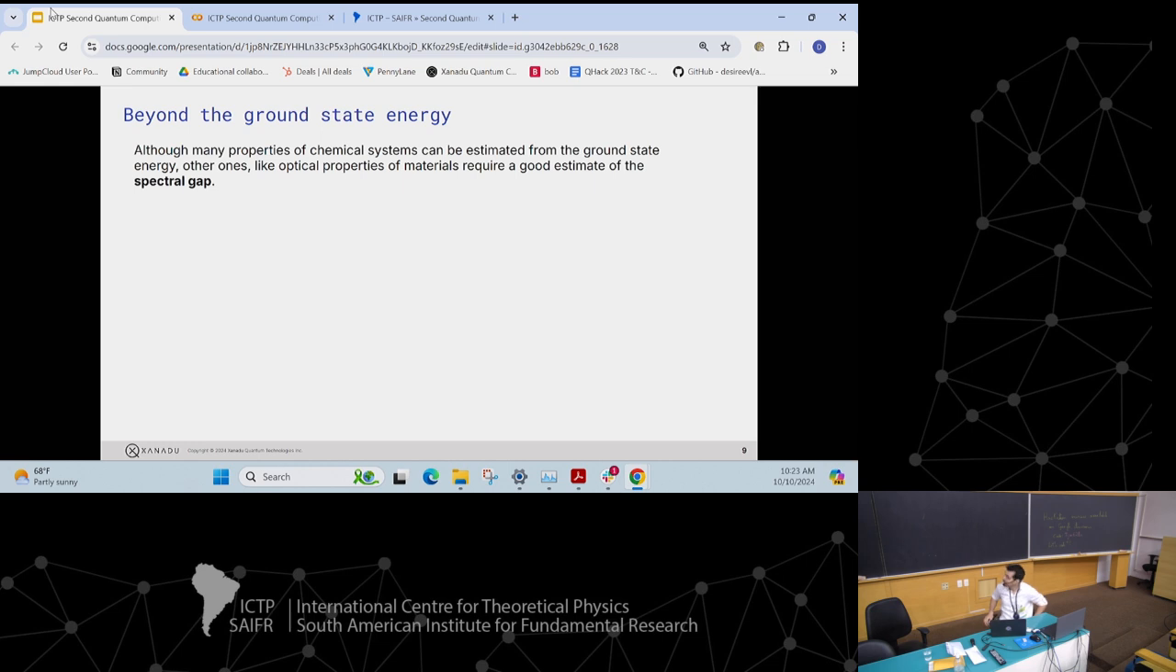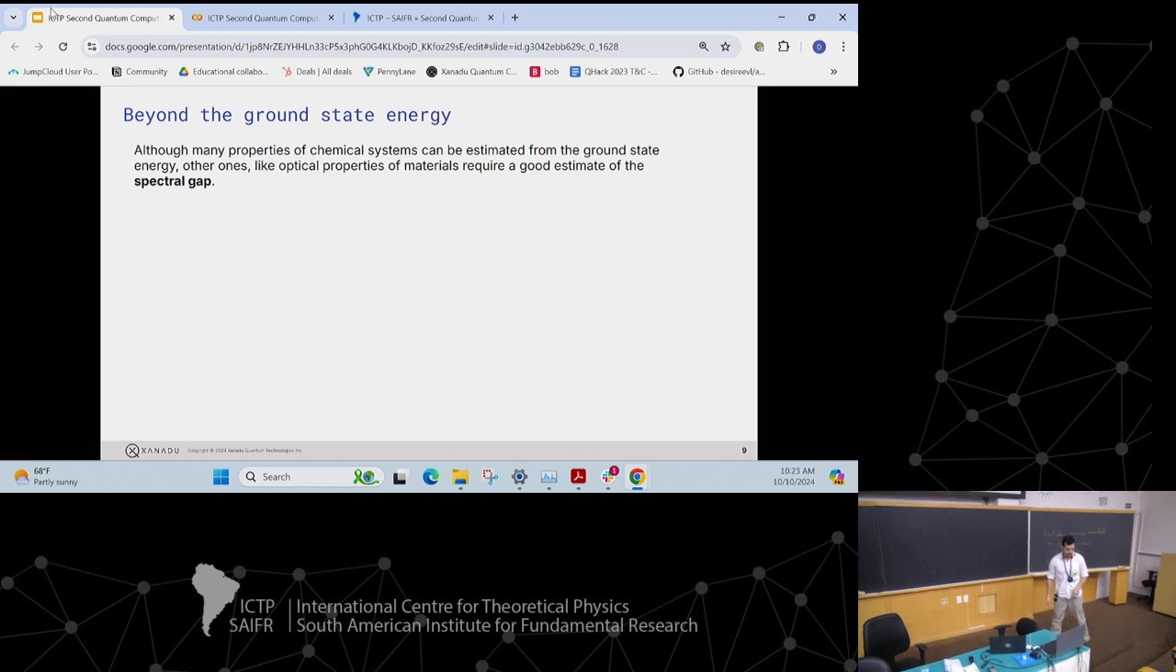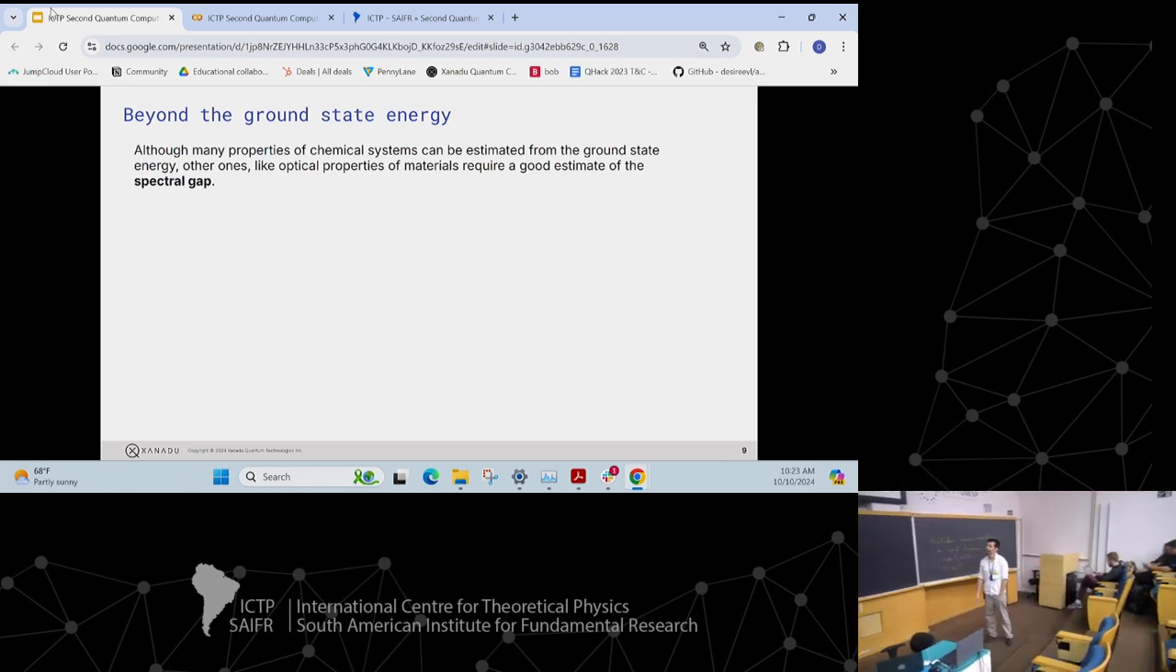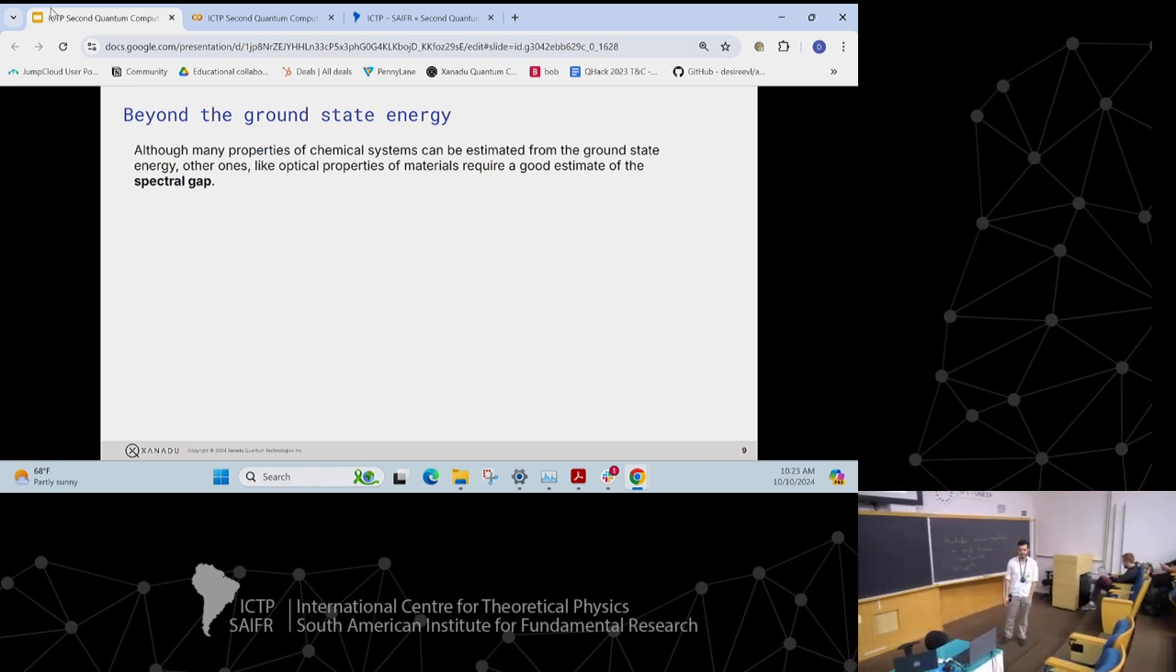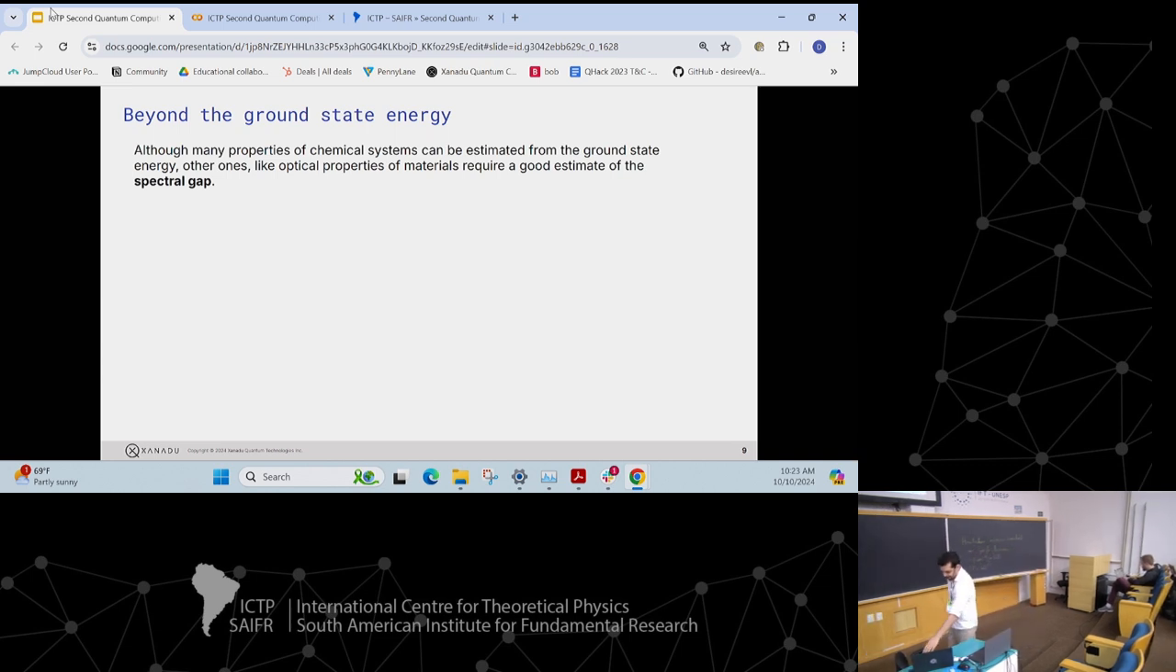Okay, so the application we're going to look at today, as I mentioned, is going beyond ground state energy estimation. It's not the only problem of interest in quantum chemistry. We're also interested in a lot of other problems, one of them being excited state energies. As a simple example of this, if you want to learn something about the optical properties of a material, you often need to know the band gap energy or the spectral gap energy.